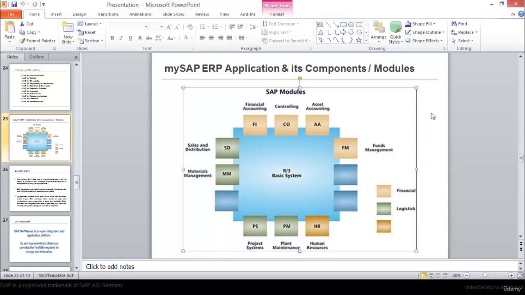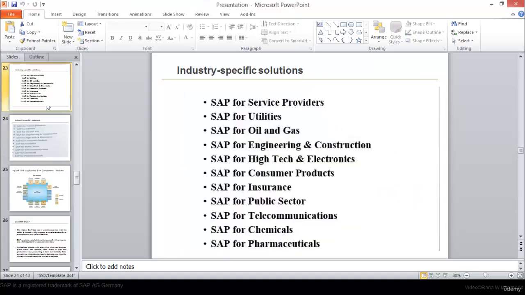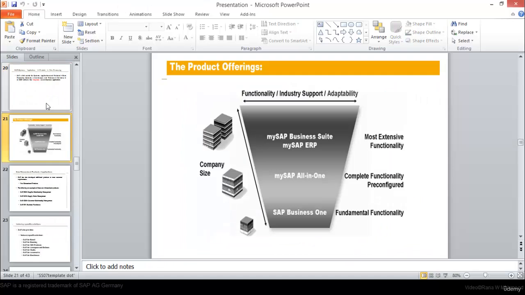Our today's topic is my SAP ERP application and its components or modules. Yesterday I told you that my SAP ERP is part of my SAP Business Suite. That is the product of my SAP Business Suite. So a small size company uses SAP Business One, a medium size uses my SAP All-in-One, with complete functionality, pre-configured. And my SAP Business Suite has the most extensive functionality.